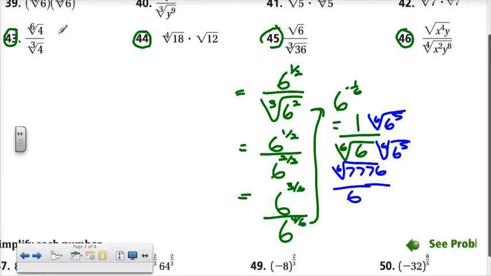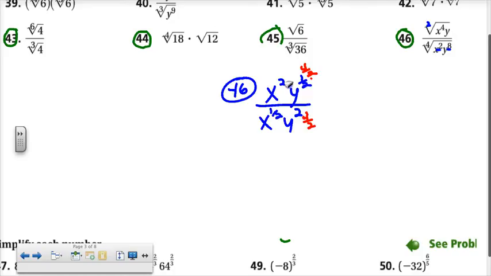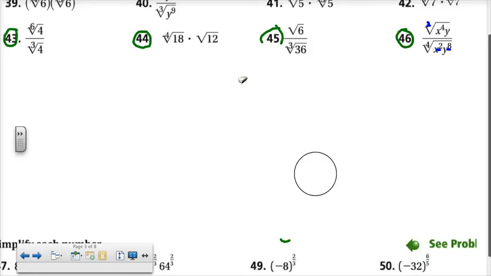7,776 over 6. Just to show us, you know, eventually if you did want to use this for something, you'd want to know what that number is instead of leaving it the 6th root of 6 to the 5th. So, like I said, that one you didn't have to come up with some kind of weird base to do it all. You just had to notice the 6 squared. All right, we'll get this stuff up here, and we'll go to number 46.